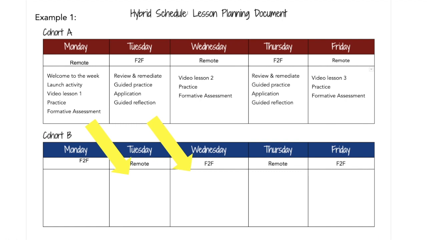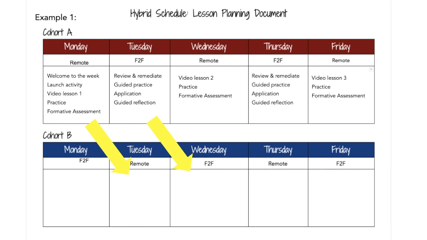So in this example, you can kick off the week remotely with a welcome to the week video, just a quick glimpse of your face and an overview of what students are going to be working on throughout the week. Maybe you'll design some sort of a launch activity and have a flipped instructional lesson with some low stakes practice and formative assessment to just gauge how much students were able to learn without you being there in person.